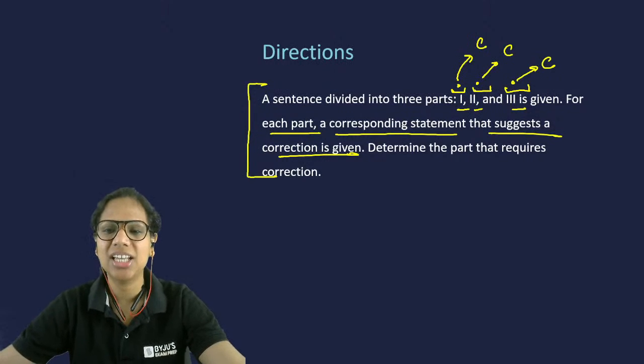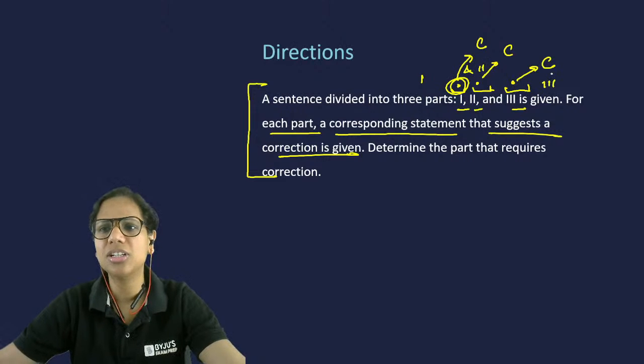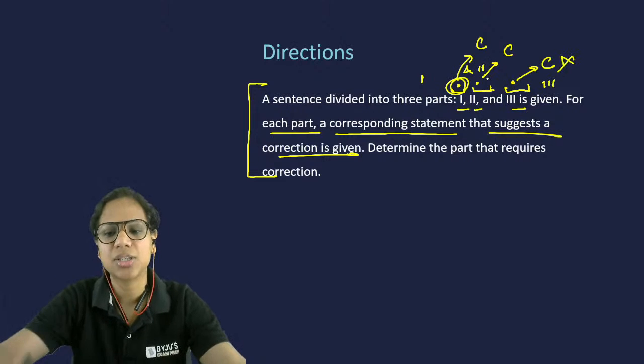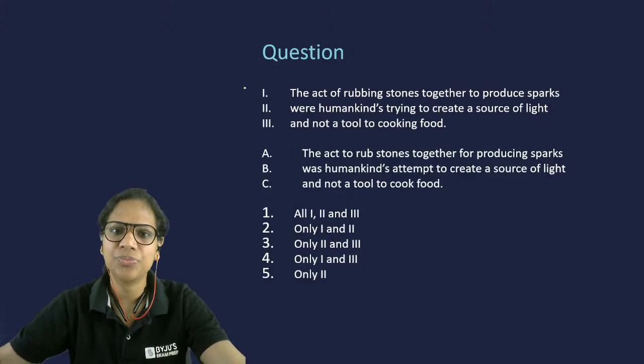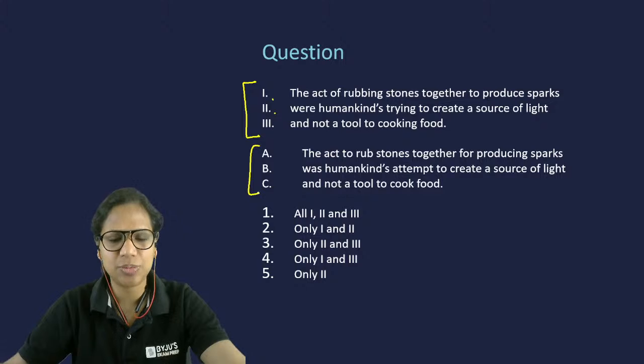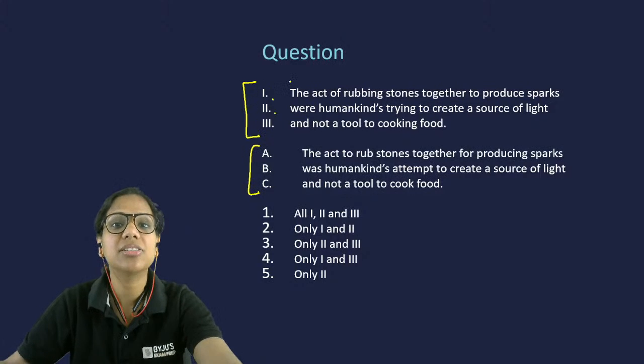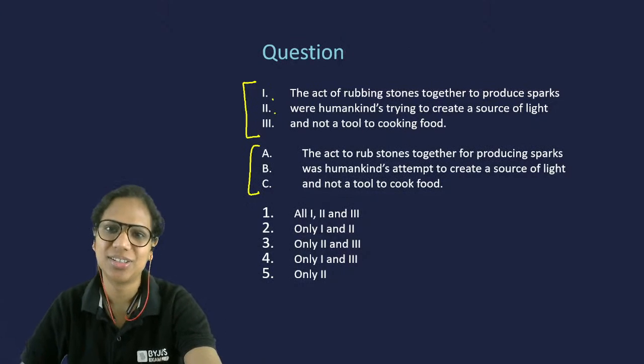ये जरूरी नहीं है. So you first have to determine whether this part requires a correction or not. And then you have to tell me, okay, 1 and 2, they do require correction. Third does not require any correction. That's how you have to go about in this question. So here's the sentence divided into 3 fragments. These are the correction statements. Tell me which part requires a correction, which part has an error.